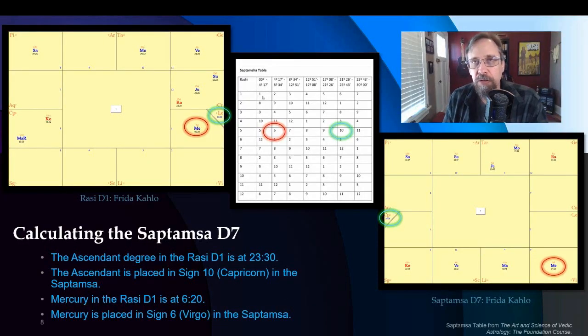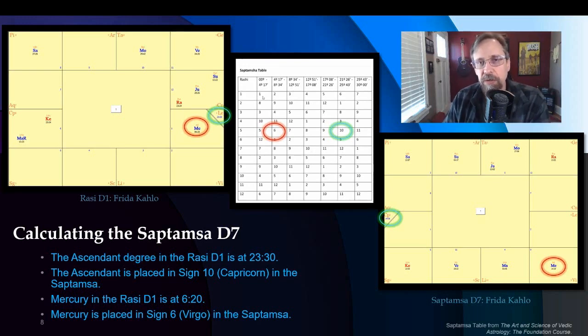Now let's go over how to calculate a Saptamsa D7 chart using the birth chart of Frida Kahlo. For this presentation, I am going to be utilizing Ernst Wilhelm's Kala software, and this software calculates the vargas for you. But I just want to briefly go over how a varga is created so that you can get a better understanding of its place in astrological assessment.